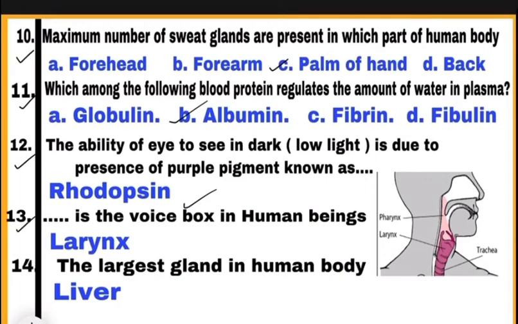Question number 13. Dash is the voice box in human beings. It is the larynx, present in the neck region. Question number 14. The largest gland in the human body. The liver is the largest gland in the human body.